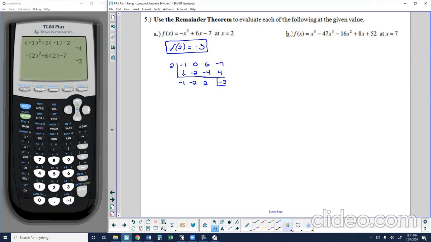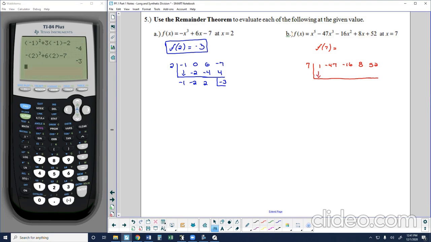In B, we're trying to evaluate for 7. So essentially, we're trying to find f of 7. And we can do this through, again, synthetic division. So my 0 of my divisor would be 7. My coefficients would be 1, -47, -16, 8, and 52. Completing the process of synthetic division.